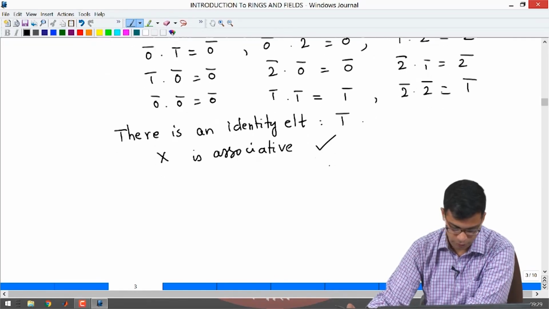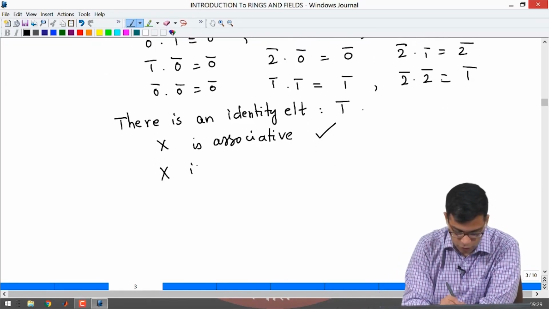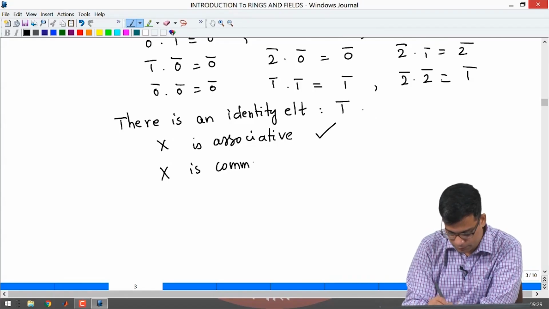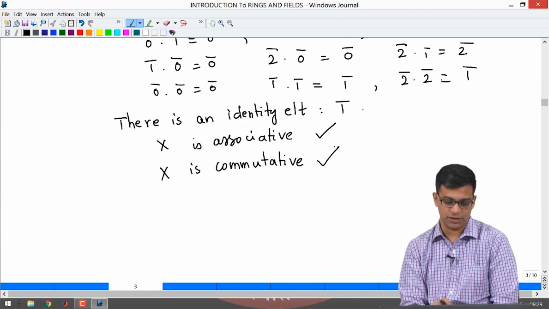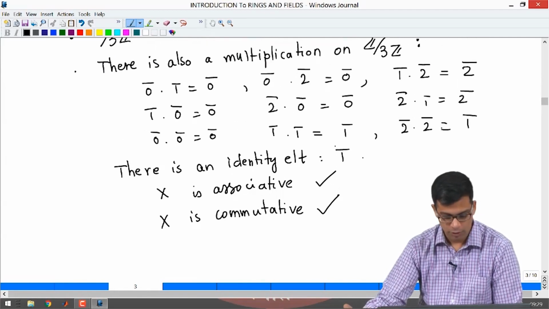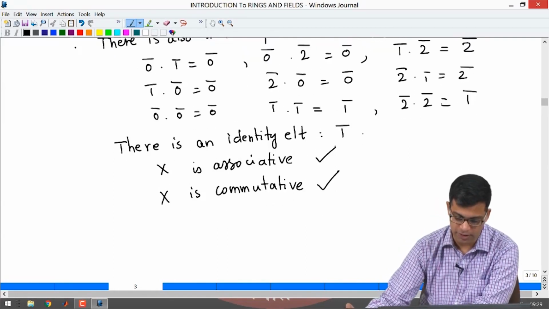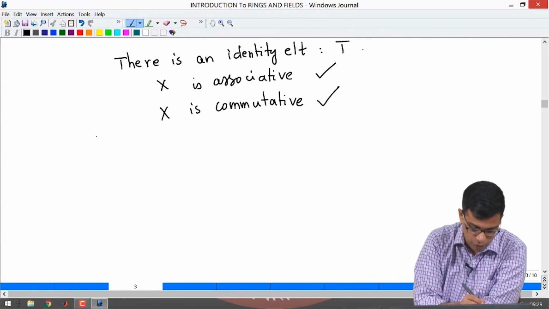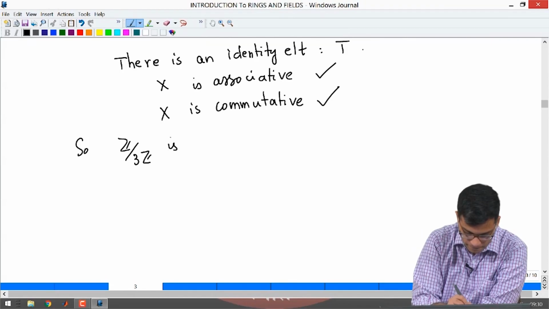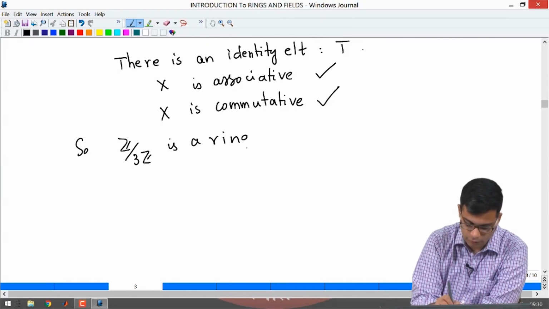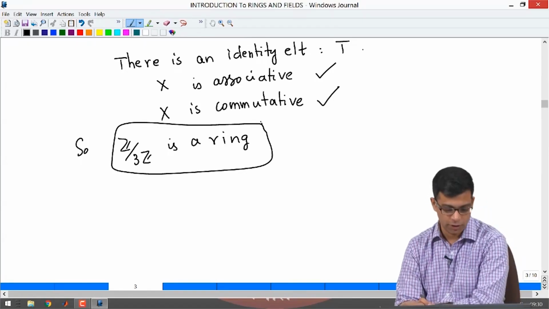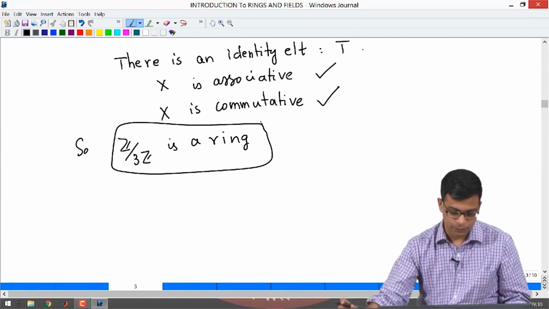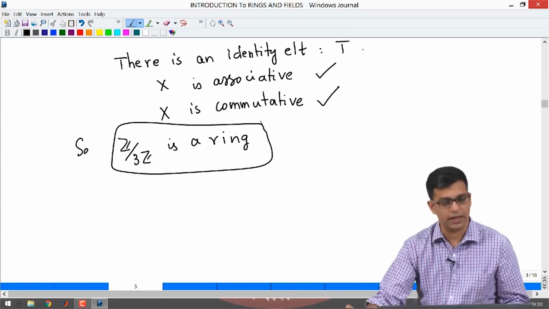So, this is associative. This is also commutative for the same reason, because multiplication of integers is commutative, and hence it has all the properties that we want. So, we are able to conclude now that Z mod 3 Z is a ring. Z mod 3 Z is a ring, and it is a ring with exactly 3 elements.